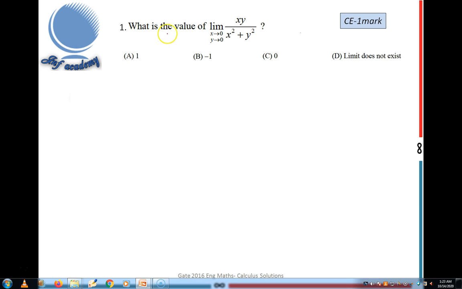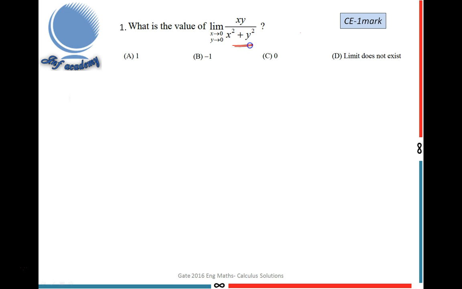The first problem is, what is the value of limit x tends to 0, y tends to 0, xy by x square plus y square? Here a two variable function is given. You have to find the value of limit (x, y) tends to 0 of that function. This question is from the civil department. It has 1 mark.